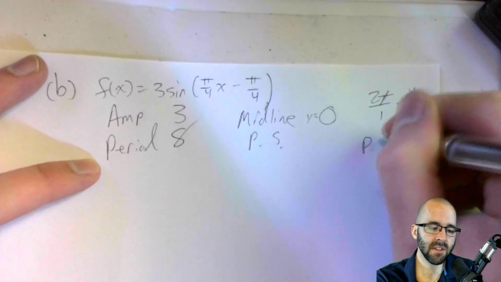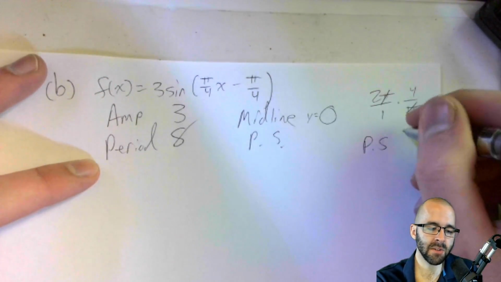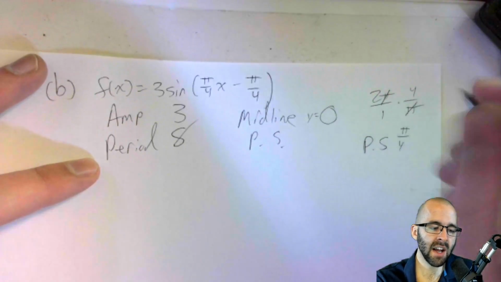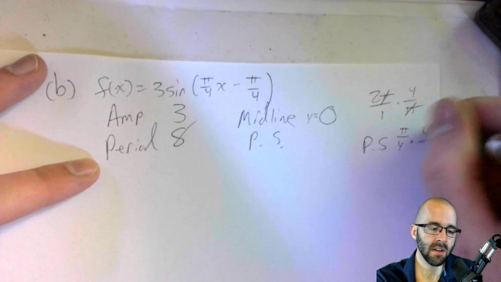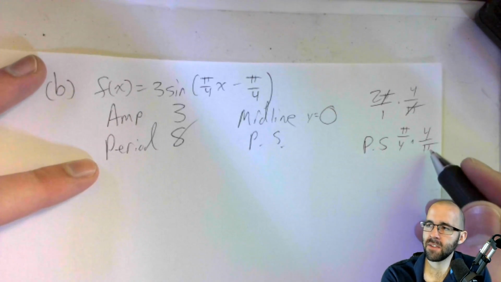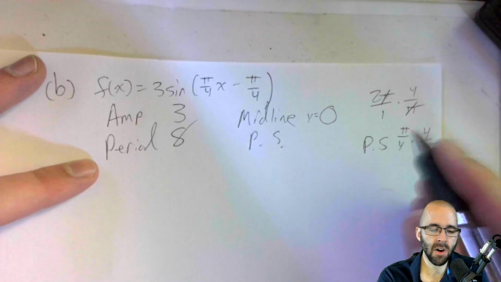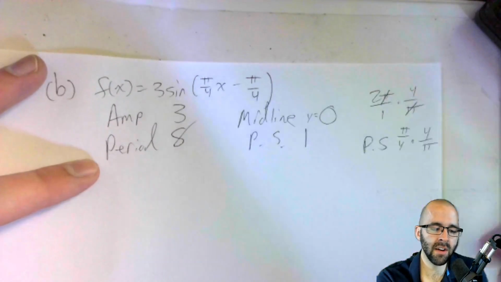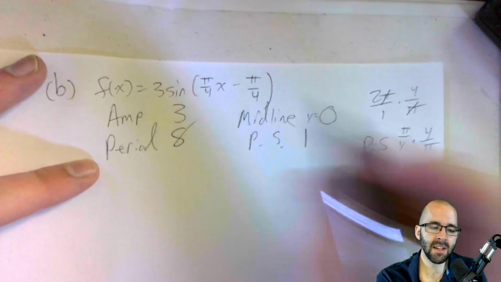The phase shift is C, which is pi over 4, divided by B. Dividing by B is the same as multiplying by its reciprocal. And again, this whole thing cancels out. The phase shift is 1. And is it to the left or the right? It's to the right.